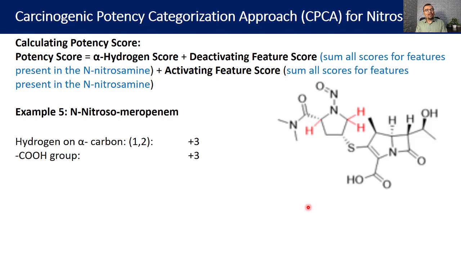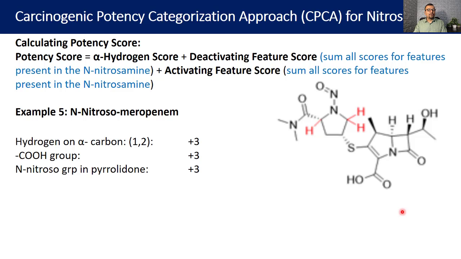There is a carboxylic acid functional group present in the compound, and that is going to help us reduce the potency, or increase the potency score. That is, +3 can be added for the carboxylic acid. You can see over here, this is the carboxylic acid functional group.